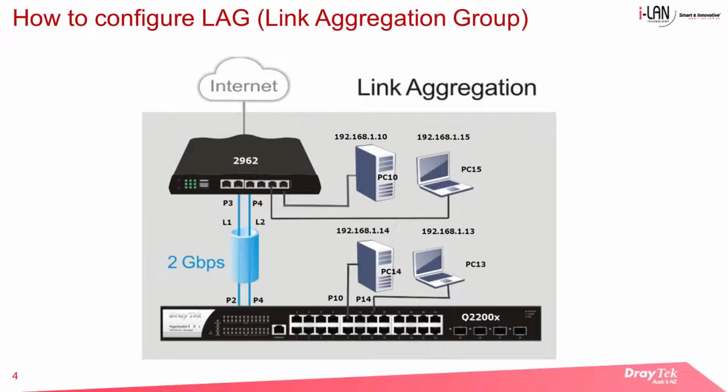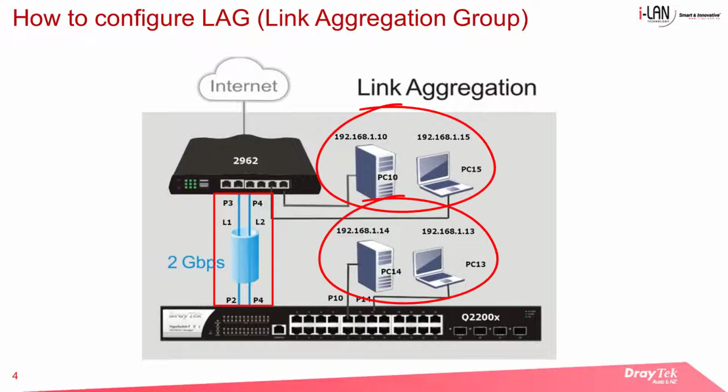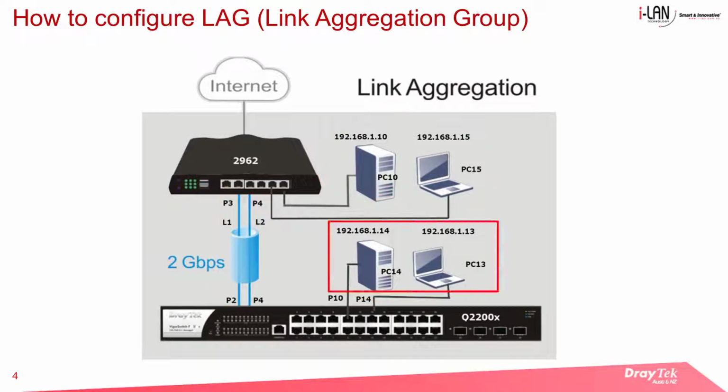So checking our diagram again, make sure that what we have just done, ports P3 and P4 from the 2962 are connected using LAG to ports P2 and P4 of the switch. We have also our two pairs of PCs ready to run the iPerf test. The PCs with IP addresses 192.168.1.14 and 13 will connect to 10 and 15 through the LAG links 1 and 2.